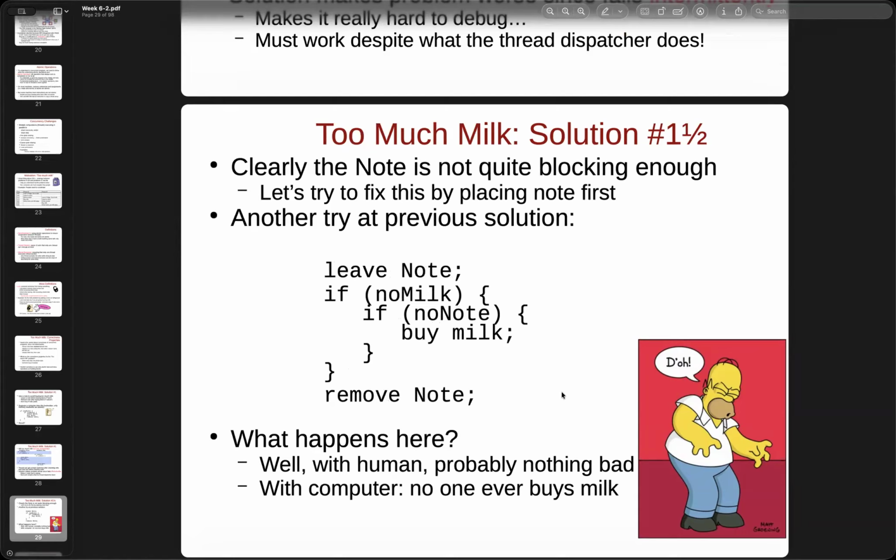And for humans, you're thinking, okay, I leave a note right here, and I will check: no milk, no note. Okay, nobody is writing it, so I say, I will buy the milk, and after I come back, I will remove the note. Okay, so far like this. But for the computer, maybe no one ever buys milk, right? Okay, here's the thing. If you remember, we talked about conditions.